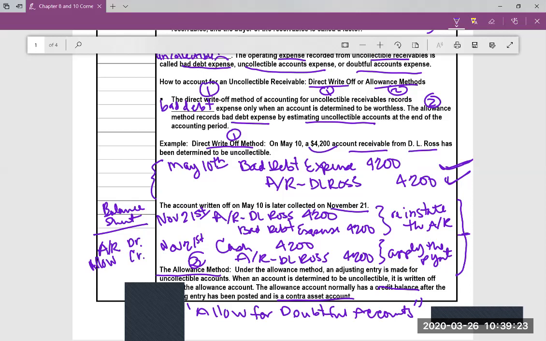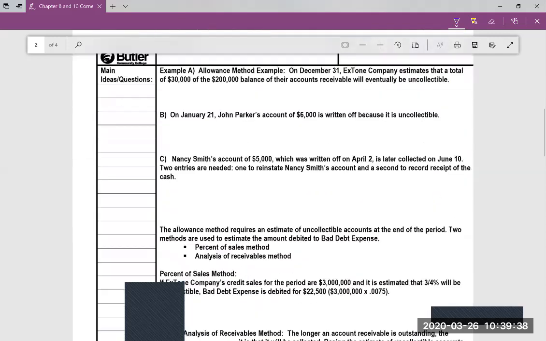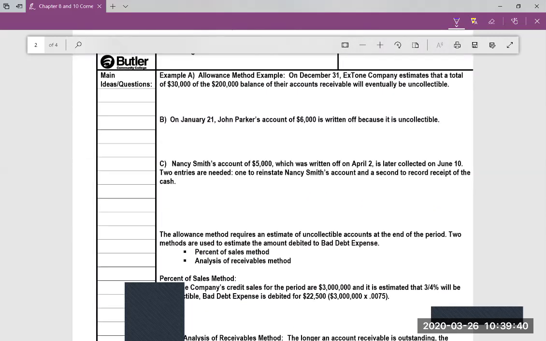And so once we estimate how much we think will be uncollectible accounts for the year, there's a formula you'll follow to determine that. And then you'll set this money aside in the allowance for doubtful accounts. And it looks like that. Okay, so here's an example of the allowance method, a journal entry. On December 31st, X-Tone Company, this is the one where you have to estimate how much is going to be uncollectible and set it aside. So they're saying that $30,000 of their $200,000 AR balance is going to be eventually uncollectible.